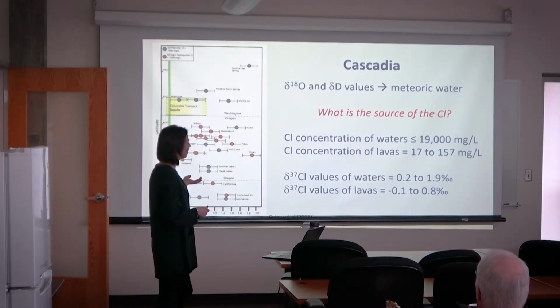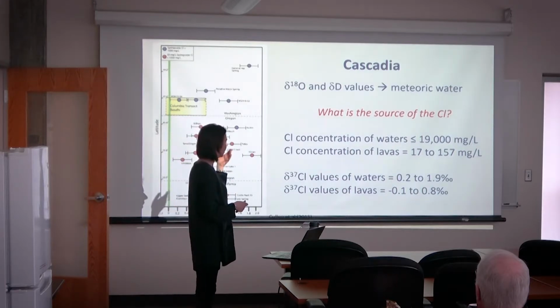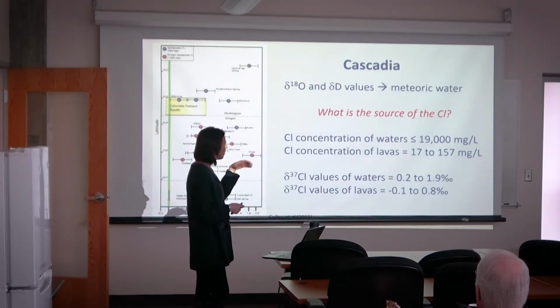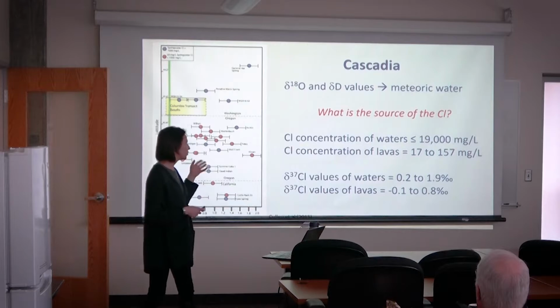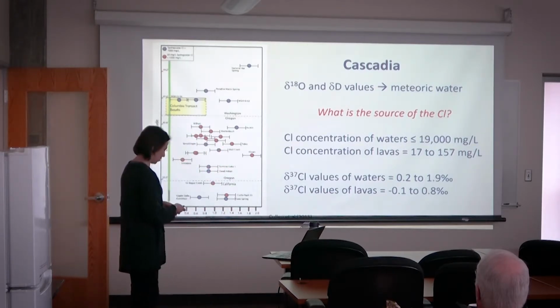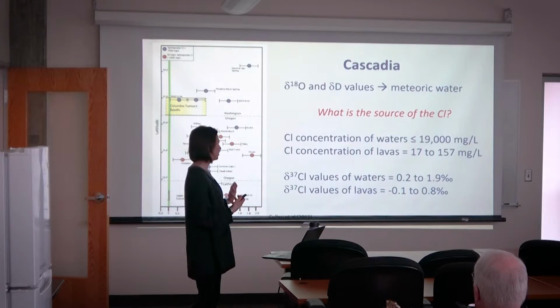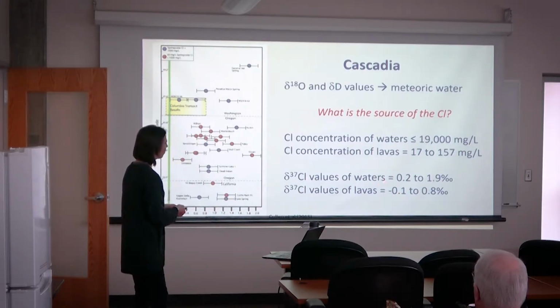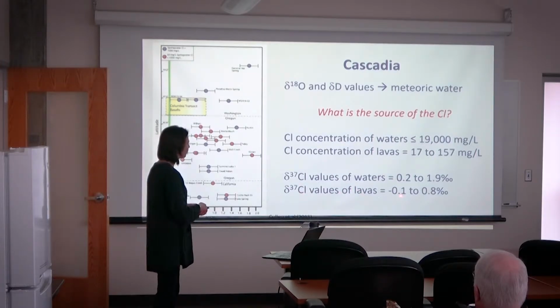We look at the chlorine concentrations in these lavas. They're much, much lower, so anywhere from about 20 to 160 ppm. So one of the things we did was to look at the chlorine isotopes, in order to try to figure out what the source of the chlorine is. The values of the water range from about 0 to 2 per mil, where the values of the host lavas range from about 0 to about 0.8 per mil.